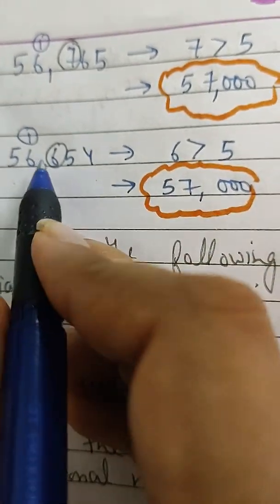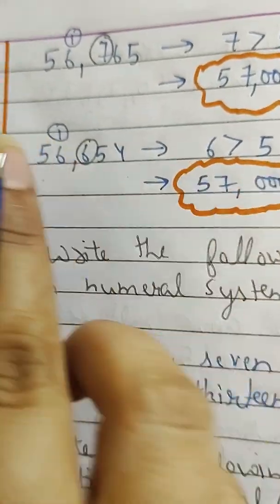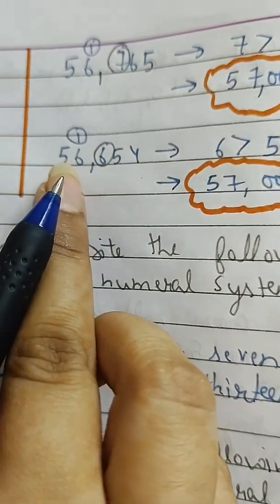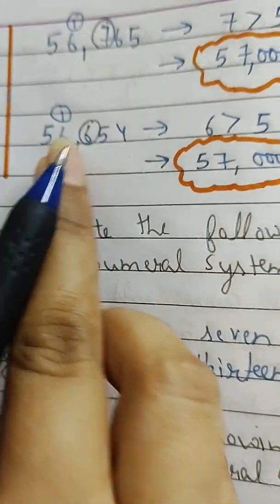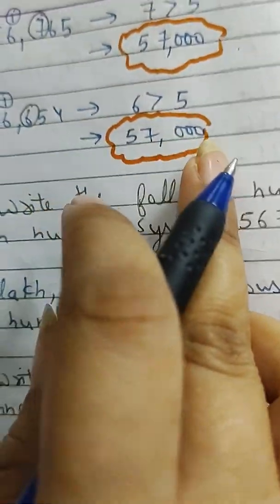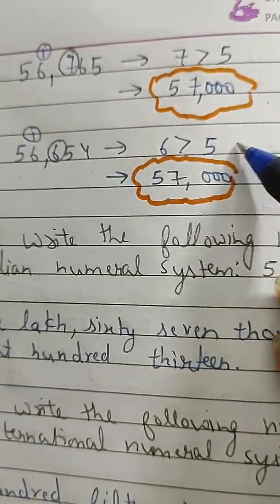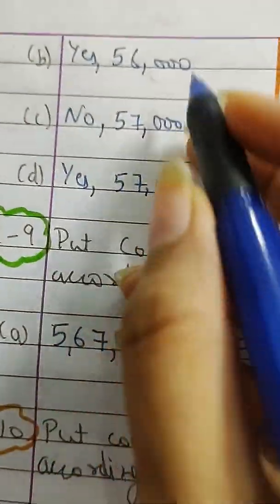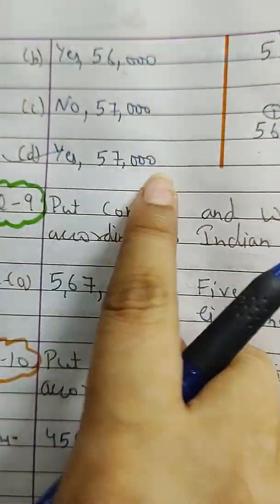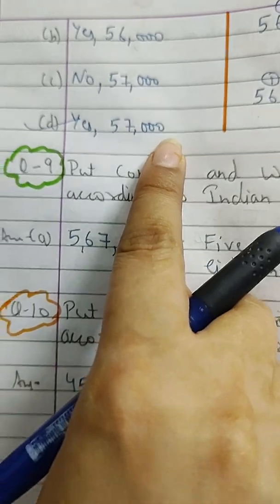Then 56,654, that is again 6 we are going to compare with 5. 6 is bigger than 5, so we are going to give 1 here. So it will become 57 and these 3 digits will be replaced by 0. As you can see, we are having the same round off, so 57,000, 57,000. So that's why we are going to say yes, it is the same, and we are getting the same number here. What is the number? 57,000.